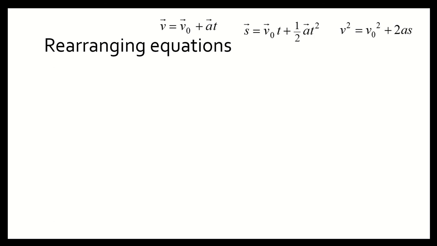Now, I'll do a little bit of rearranging equations here. So this first one, V equals V0 plus AT. We just rearranged that for T. First we had to get rid of the V0, so we took V0 from both sides and got V take V0, and then we divided through by the A.